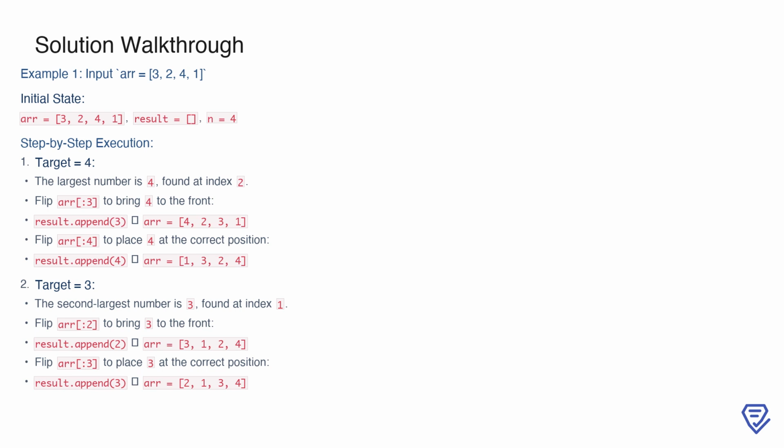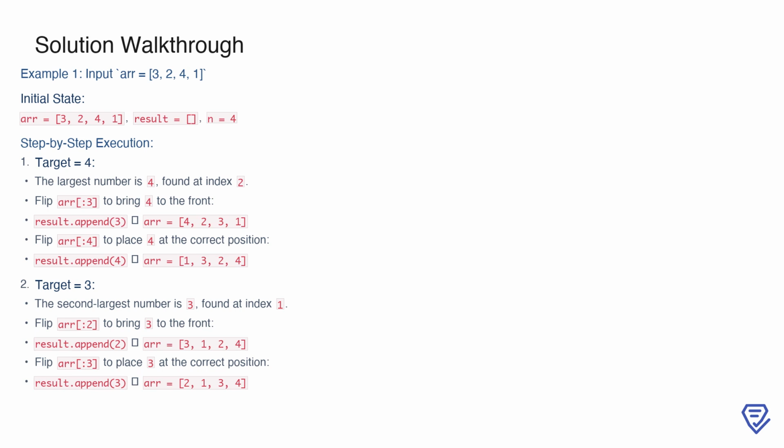Next, we flip the first 4 elements to move 4 to its correct position at the end of the array. This appends 4 to result, resulting in ARR equals 1, 3, 2, 4. Now, we move on to the second largest number, 3, found at index 1. First, we flip the first 2 elements to bring 3 to the front. This appends 2 to result, giving us ARR equals 3, 1, 2, 4.